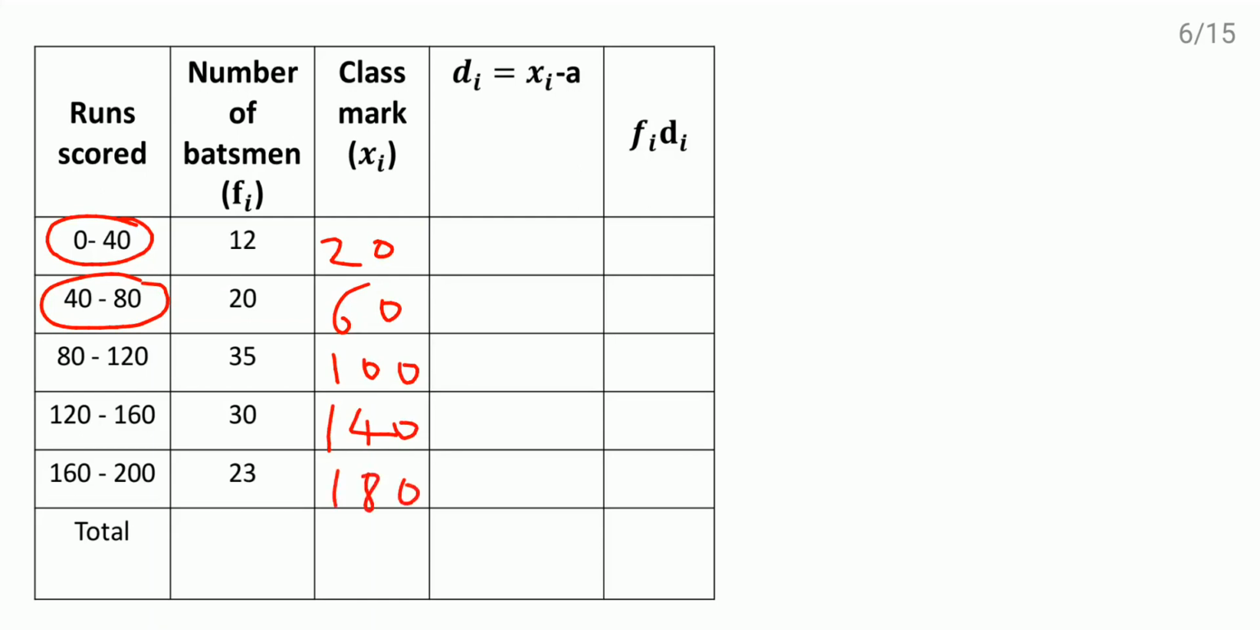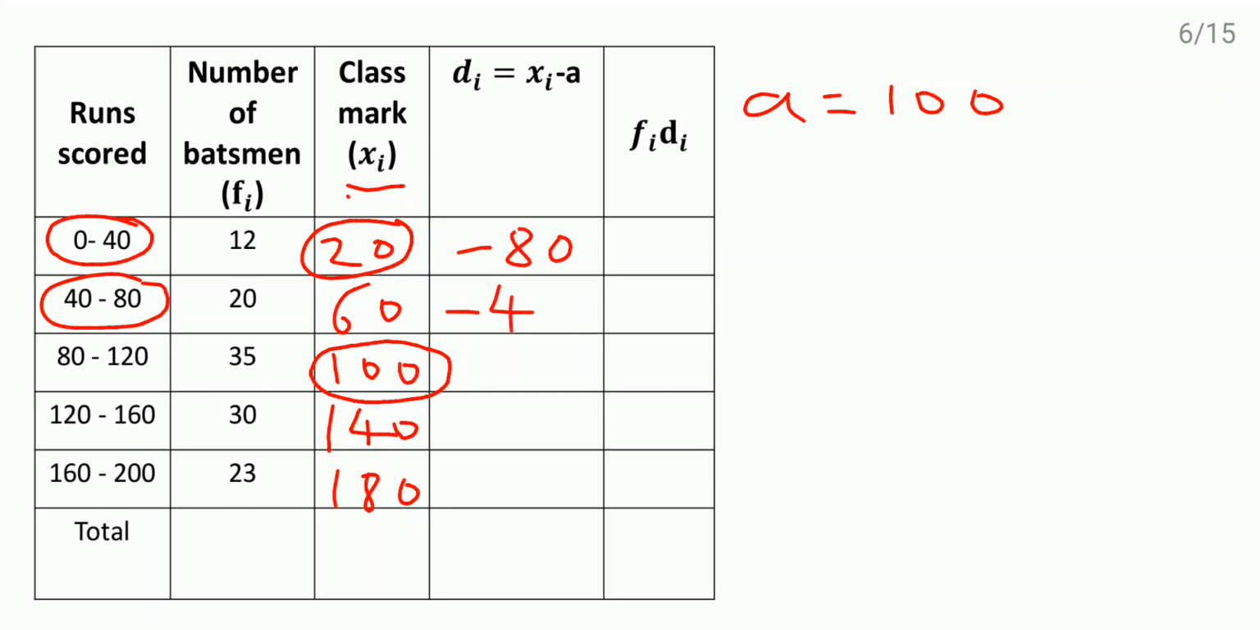Correct? So out of these values, we need to choose one as the assumed mean. This is the middle value here. So A, I will say it is 100. Now di, that means deviation, which is equal to xi minus A. So this one is xi, 20 minus A. A is 100. So 20 minus 100 comes as minus 80. Right? Now here 60 minus 100 will come as minus 40. 100 minus 100 is 0.